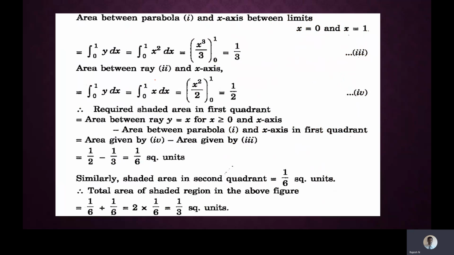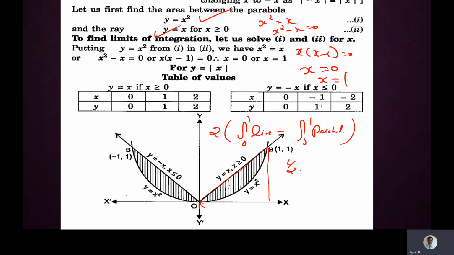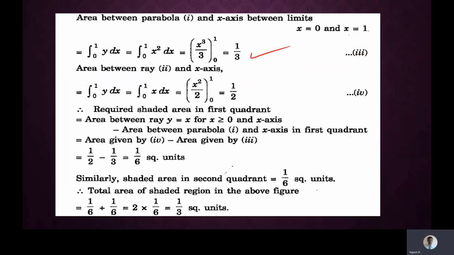So integral 0 to 1 of y dx is 0 to 1 of x squared dx. So x squared integrates to x cube by 3, from 0 to 1, so that is 1 by 3 for the parabola. Now the area under the line, 0 to 1 y dx, is 1 by 2. So the area is 1 by 2 minus 1 by 3, that is 3 minus 2 upon 6. So what is the answer? 1 by 6. 1 by 6 is only one portion. So the total area is 2 into 1 by 6, which is 1 by 3.